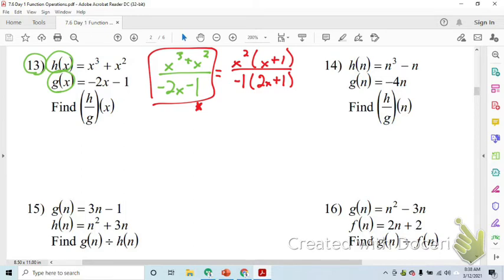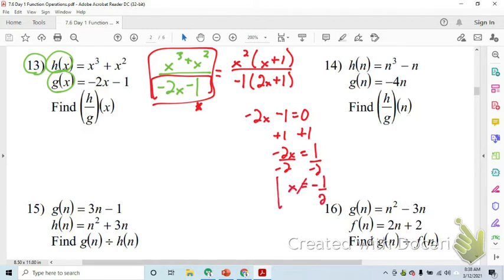But to figure out what we can't have is what the denominator would be set equal to 0. So negative 2x minus 1 equals 0. We're doing this to figure out restricted values. So if I add 1 to both sides and then divide by negative 2, you get x is equal to negative 1/2. That's what x cannot equal.